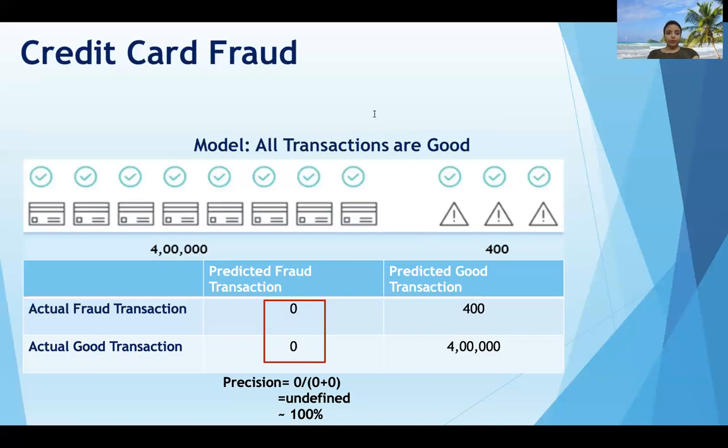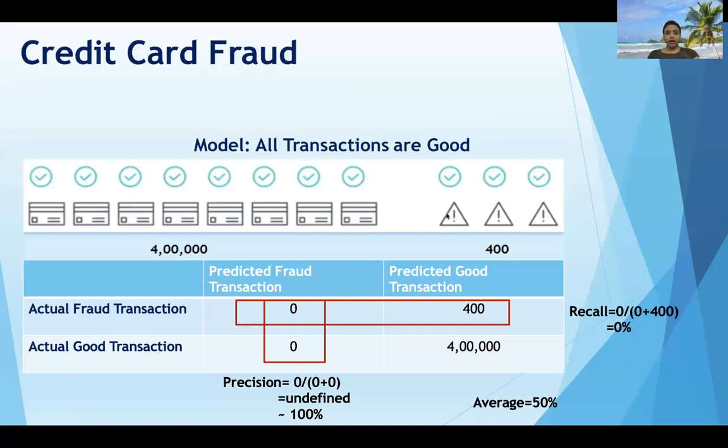Now recall. In this column we will find the recall. Recall is how many frauds we catch out of all the fraud transactions. So that is 0 by 400, which is equal to 0. If we calculate the average of both, it is 50%, which is a high number for such a bad model that does not catch any of the fraud transactions. I want to give a low score for such a model, so the average is not good.